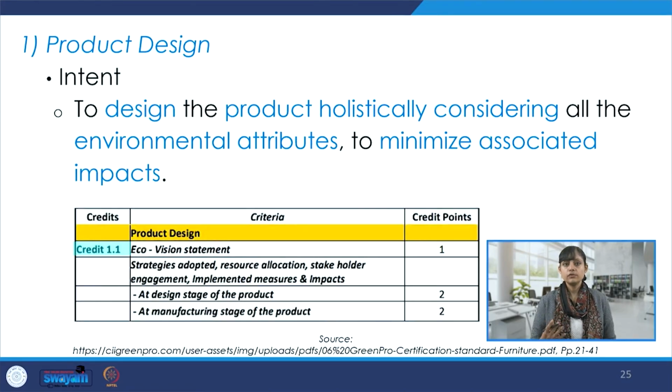To understand each of these in detail, the 7 points that we were seeing in the tables a few slides ago, starting with the product design. So the intent behind product design is to design the product holistically, considering all the environmental attributes, where we are trying to minimize associated impacts. So we did see credit 1.1, which is part of product design, and it talks about very important aspects: eco-vision statement, design stage of the product, manufacturing stage of the product, all of those in detail.